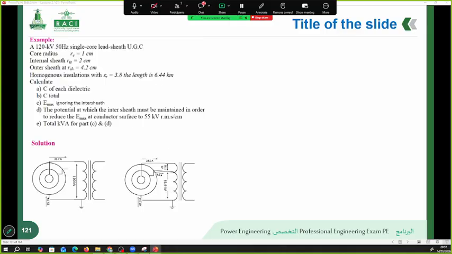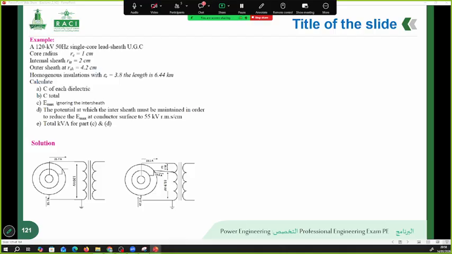Okay, this is an example presenting the analysis of a 120 kilovolt 50 hertz single core underground cable with lead sheath, focusing on its electrostatic performance. The cable has a core radius of 1 centimeter and an internal sheath at 2 centimeter and an outer sheath at 4.2 centimeter with a homogeneous insulation characterized by a relative permittivity of 3.8 and a total length of 6.44 kilometer. The problem systematically guides us through key design calculations.